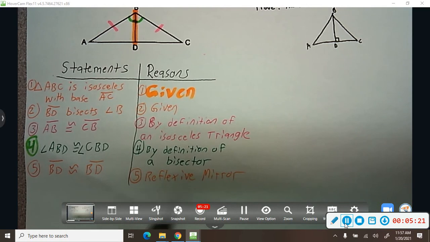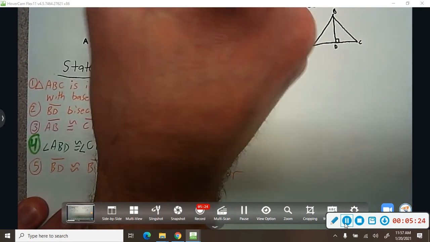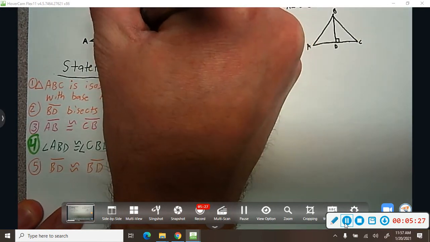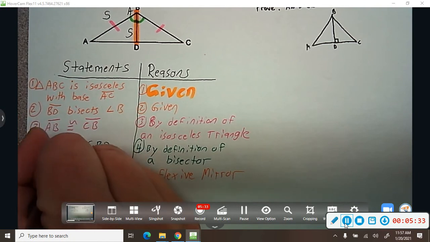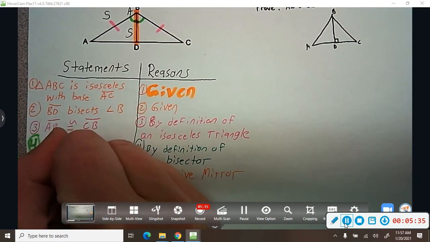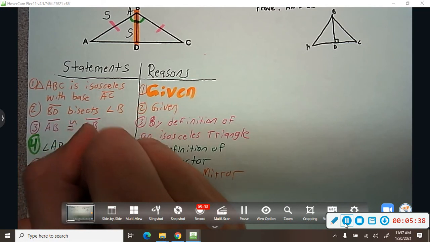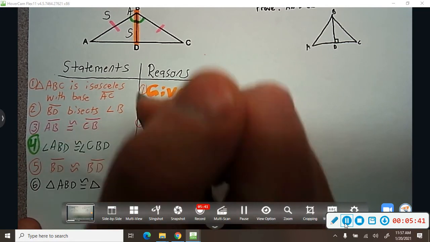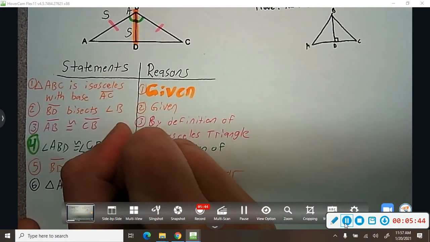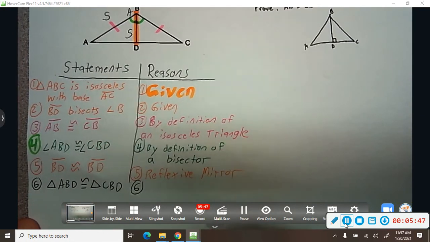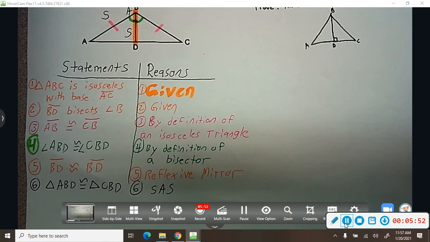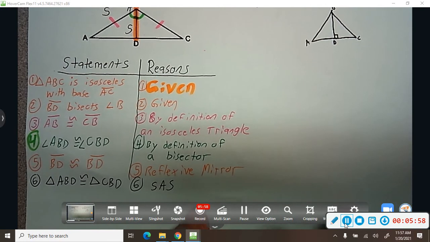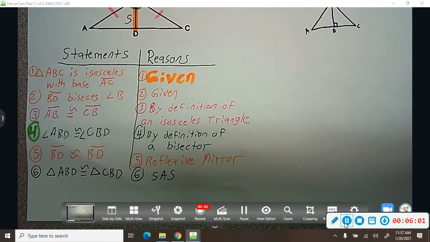And then from there, I know by the SAS that these triangles are congruent. So I'll say step 6, that triangle ABD is congruent to triangle CBD. How do I know that? Well, I use the SAS. And if you want to look to see if it's a postulate or theorem, you can. To me, that's not as important. Some teachers do care about that.